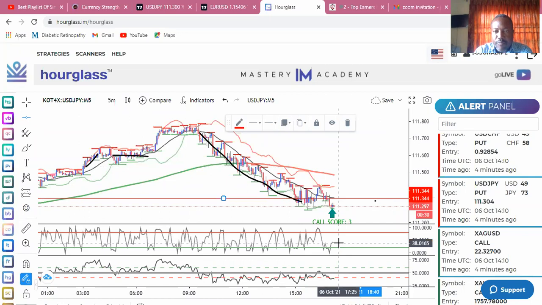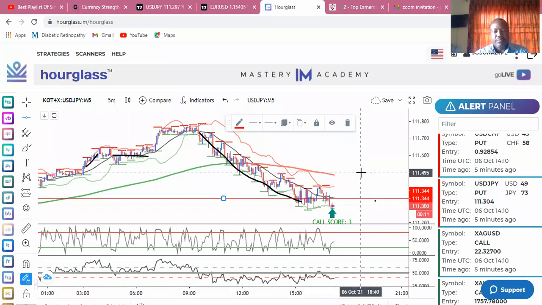So what I would have wanted is for this to come up here. Stochastic gets to the red. RSI is at the red. USD is weaker than JPY. You have it get into an area of resistance. You have a red arrow. That would be a 4-point trade, but it's not taking the bait. So we retreat.